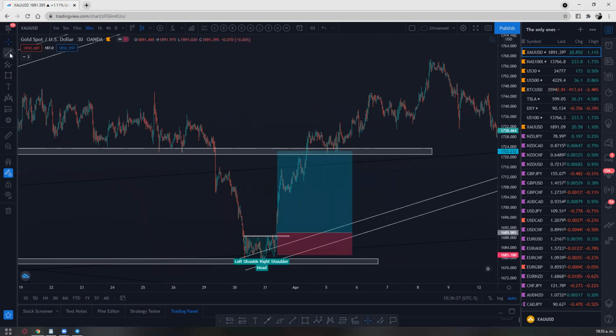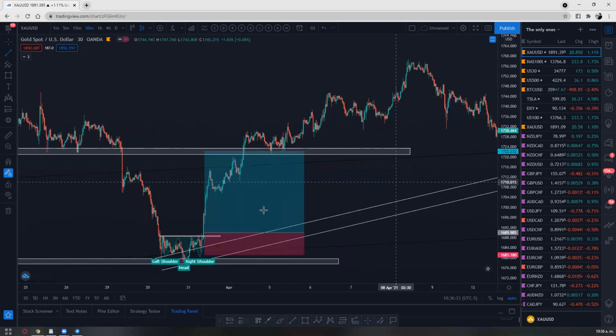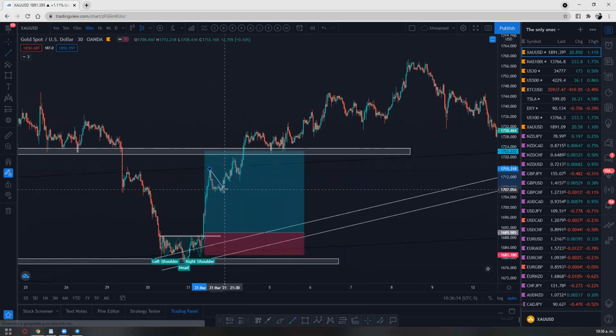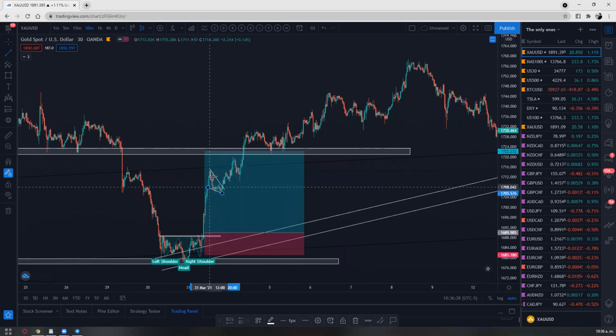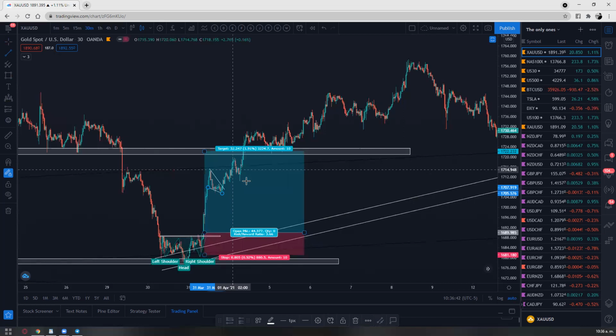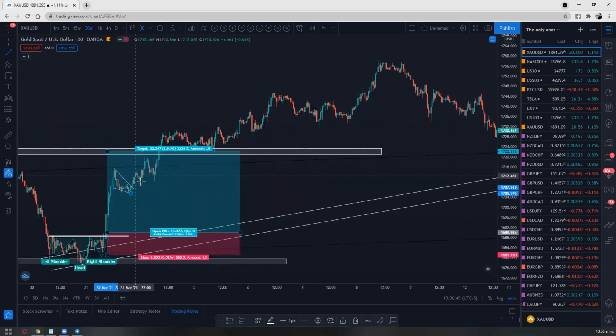I'm gonna grab this tool right here, and I will draw the patterns that I see. So basically, there is some type of consolidation right here. Was some type of flag pattern. This is a continuation pattern. And if I zoom in, you can see clearly continuation patterns everywhere.